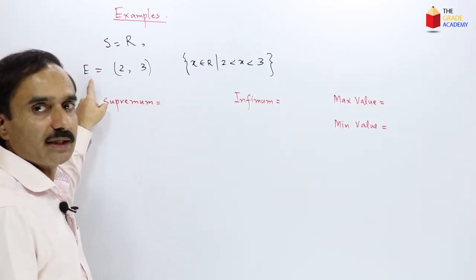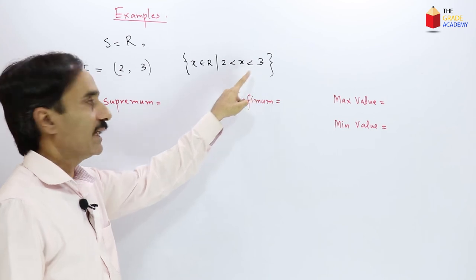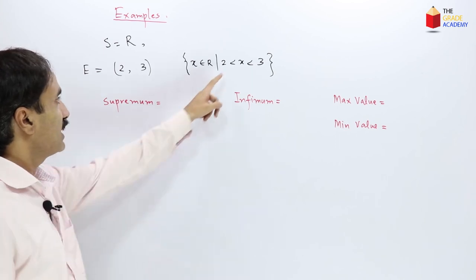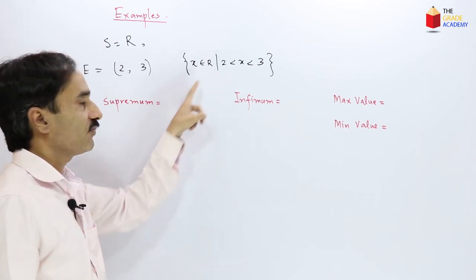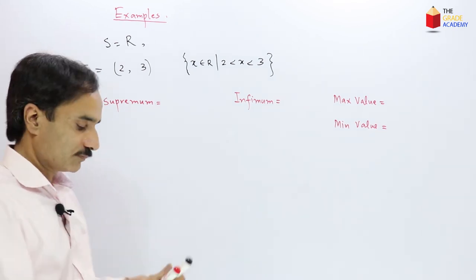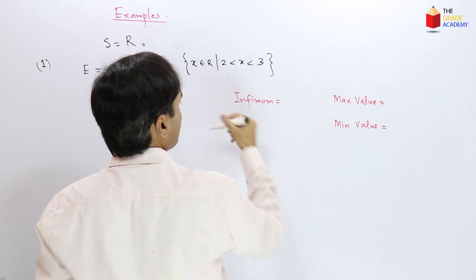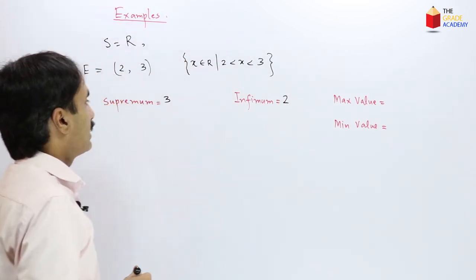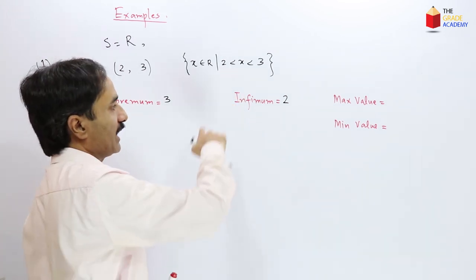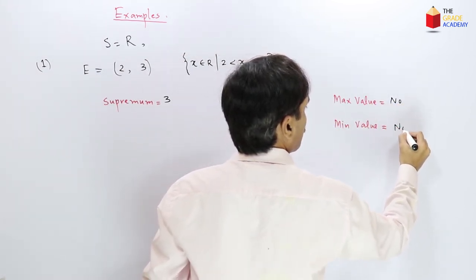Here the set E is a subset of the set of real numbers, and it is the set of all the numbers between 2 and 3 excluding 2 and 3. So 2 and 3 are not part of this set. What will be the supremum for this set? The supremum is 3 and the infimum is 2. Here the supremum and infimum both don't belong to this set, so it has no max value and no min value.